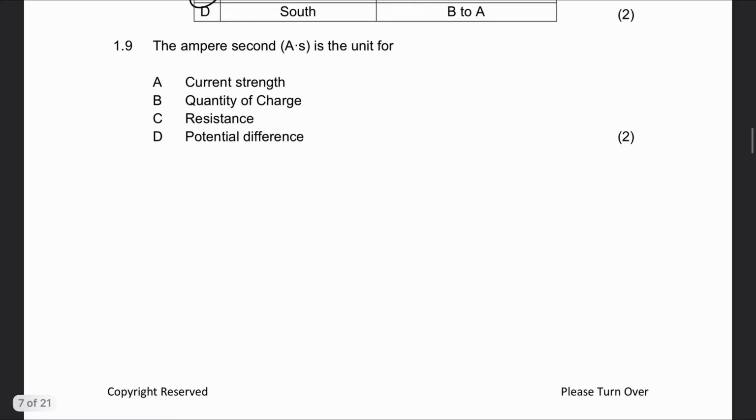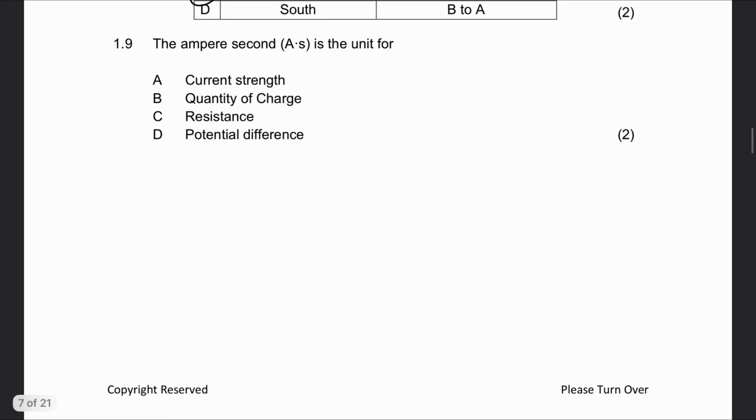Question 1.9, the ampere second is a unit of what? Ampere second, so to answer this question, we look at what is A. So A is a measure of current, so I. And S is a measure of time, so that's T. So what is equal to I times T? So you look at your data sheet, you'll find that Q is equal to I times T, so that's quantity of charge.